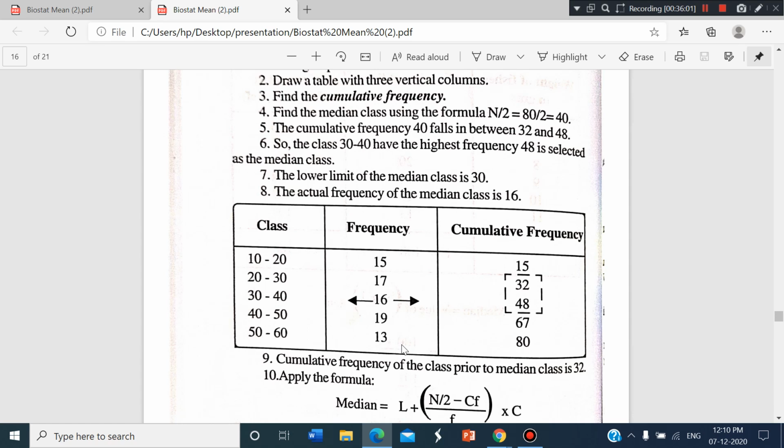So 40. Where is 40? 40 is falling between these two cumulative frequencies, 32 and 48. So 40 is the value for the median class. Here you are finding out the median class. The median class is falling between the cumulative frequencies of 32 and 48.